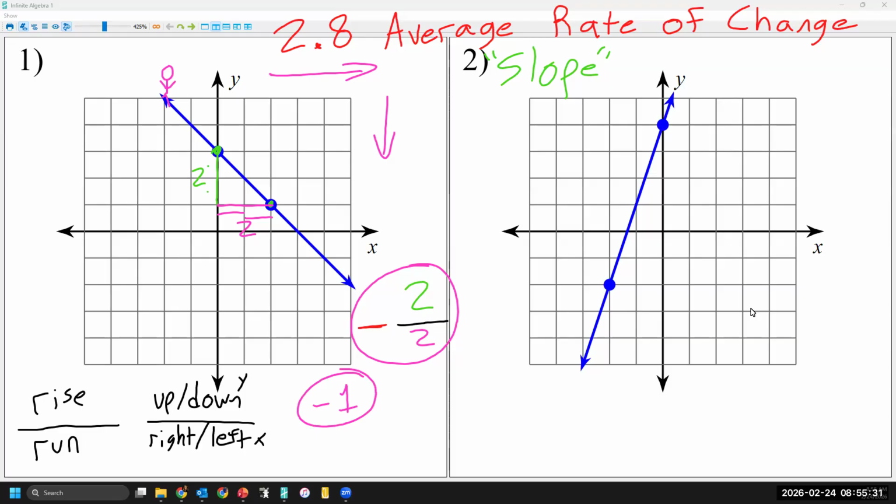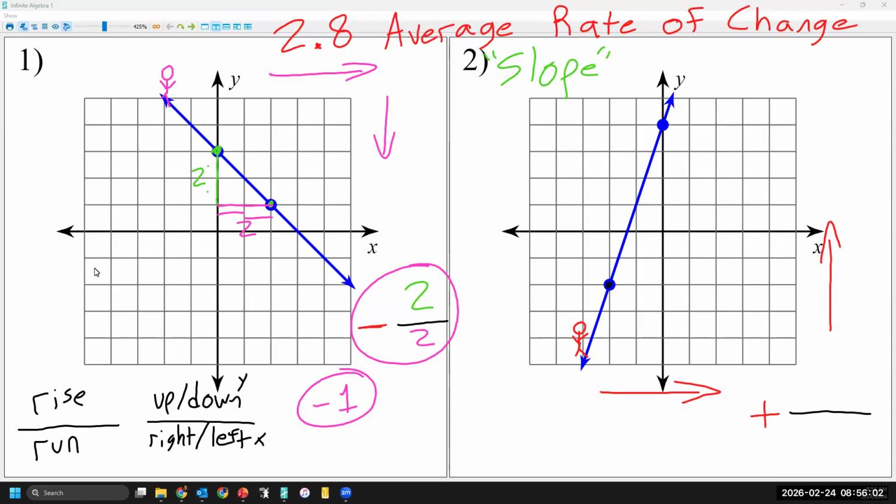Let's look at number 2. Well, think first. As I move to the right, is the line going up or down? Well, put a stick figure over here on the farthest left part of my line, and my stick figure has to go to the right. My stick figure is going to go up. That means I have a positive slope. All right, well, if I have a positive slope, let's find my 2 coordinate points.